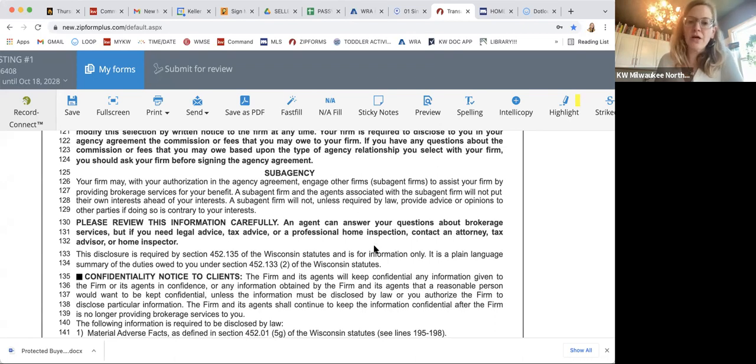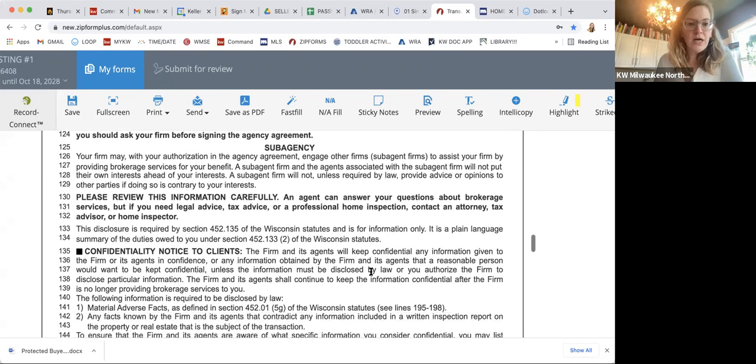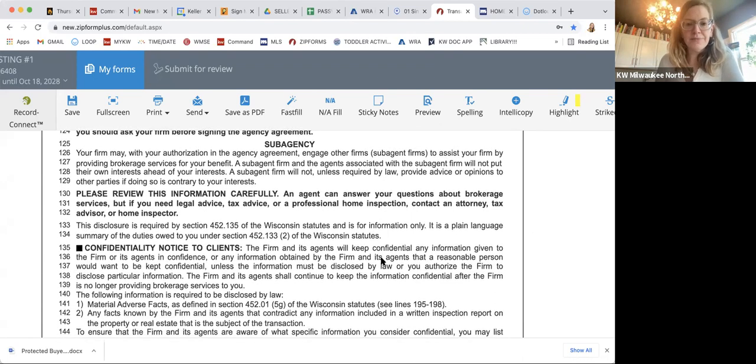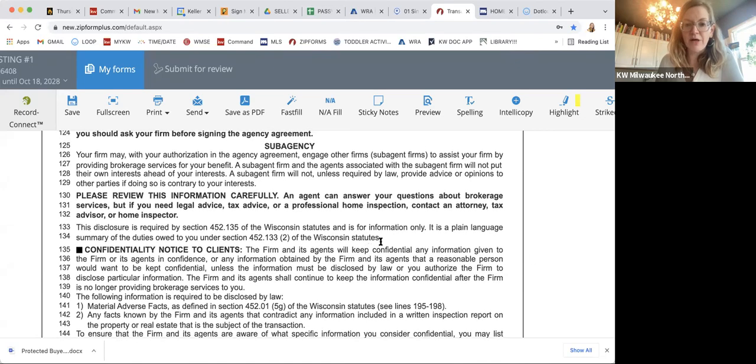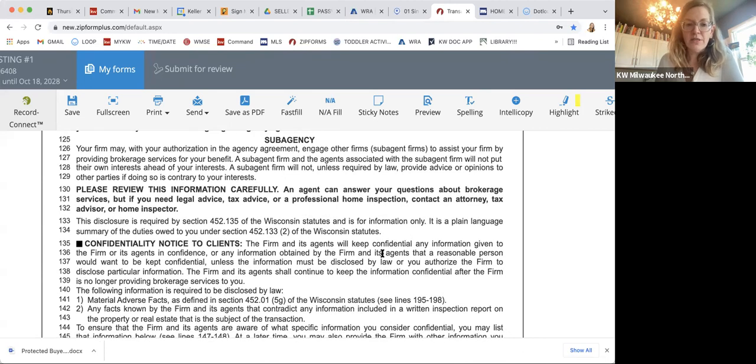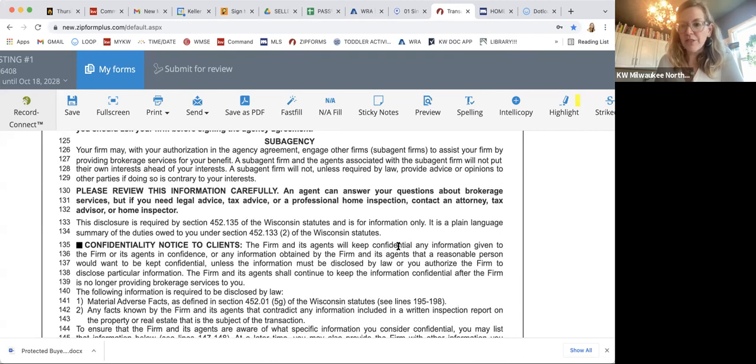Sub-agency. So this is an authorization from the seller. Your firm may engage other firms to assist your firm by providing brokerage services for your benefit. A sub-agent firm and the agents associated with the sub-agent firm will not put their own interests ahead of your interests. A sub-agent firm will not, unless required by law, provide advice or opinions to other parties if doing so is contrary to your interests. So this is the co-broke agent.